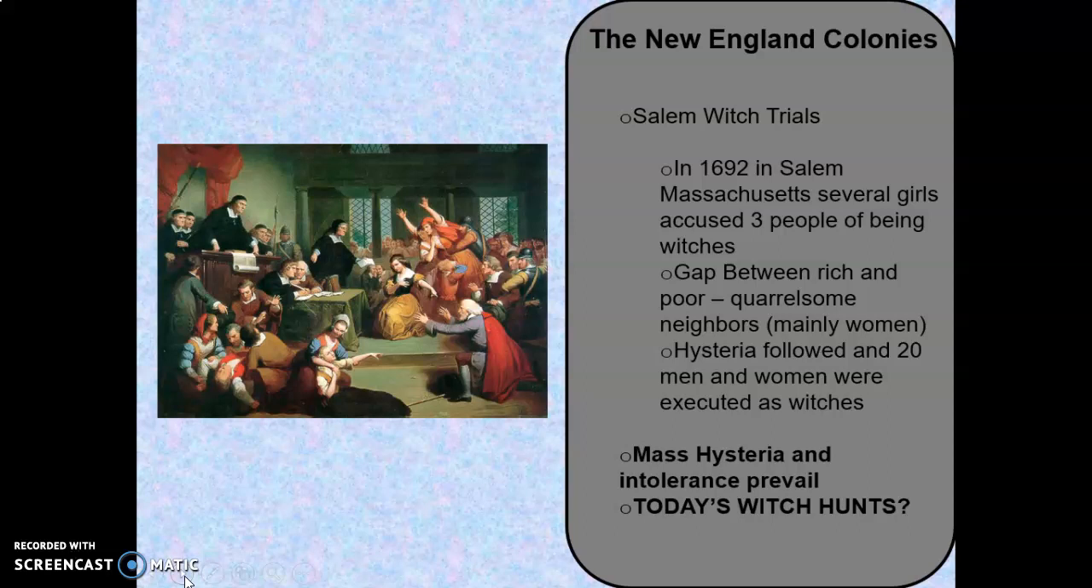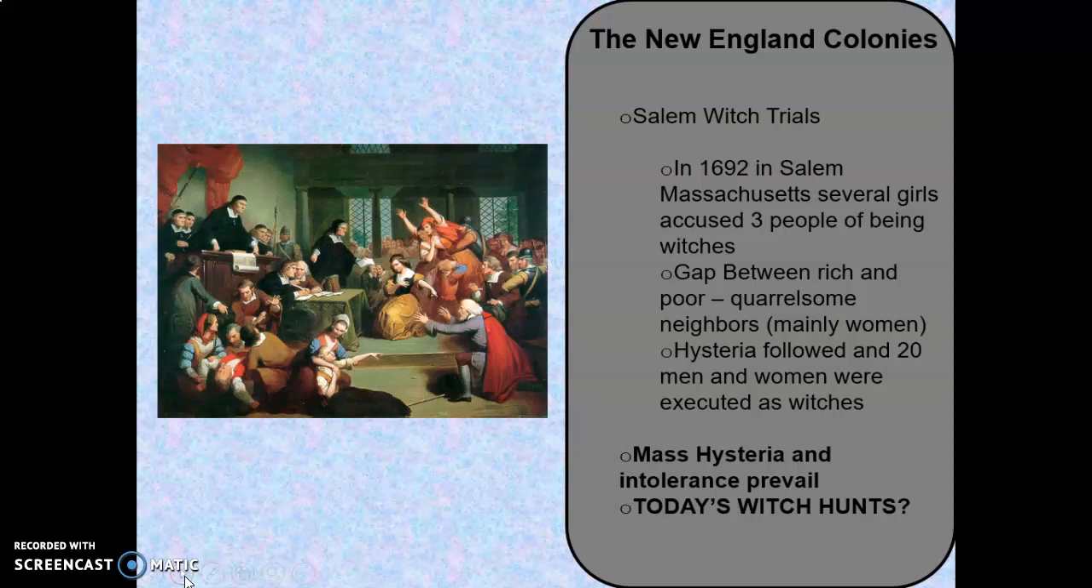Quarrelsome neighbors, mainly women, are going to be accused of witchcraft because that's the easy way for richer men in the neighborhood or richer men in the city or town to get rid of those quarrelsome women. As you see, the hysteria followed, and 20 men and women were executed as witches and warlocks, including one dog. They actually executed a dog. So this was a mass hysteria.